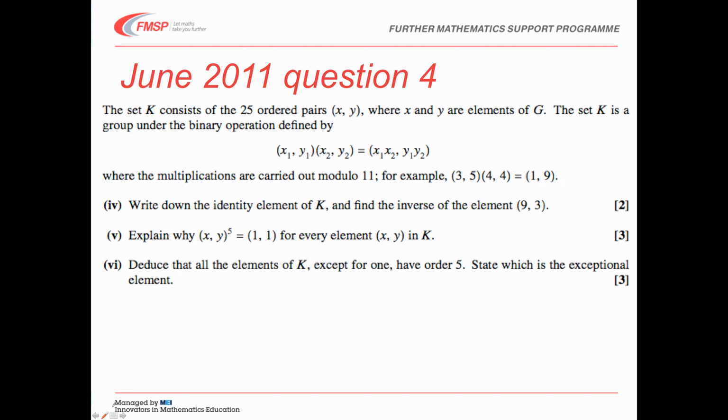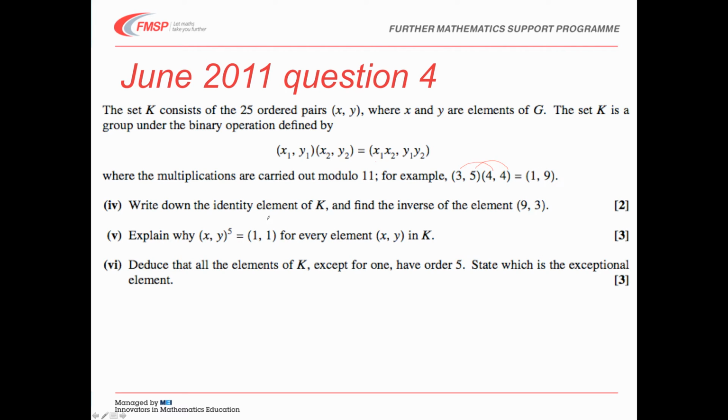We've got another set here. It's quite common that you'll get a few different ones and you'll be looking for similarities and differences. Here x and y are elements of G. It's a group under the binary operation where pairs of elements are combined by multiplying the first elements to get the first one, and the second elements to get the second one. They give you an example just in case: 3 times 4 is 12, which is 1 modulo 11, and 5 times 4 is 20, which is 9 modulo 11.